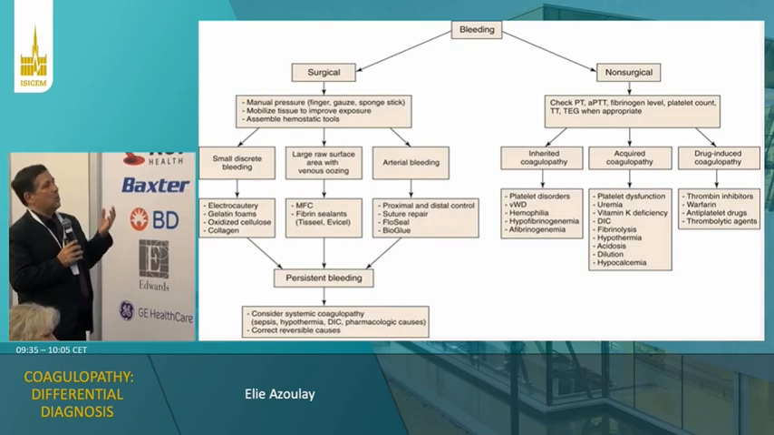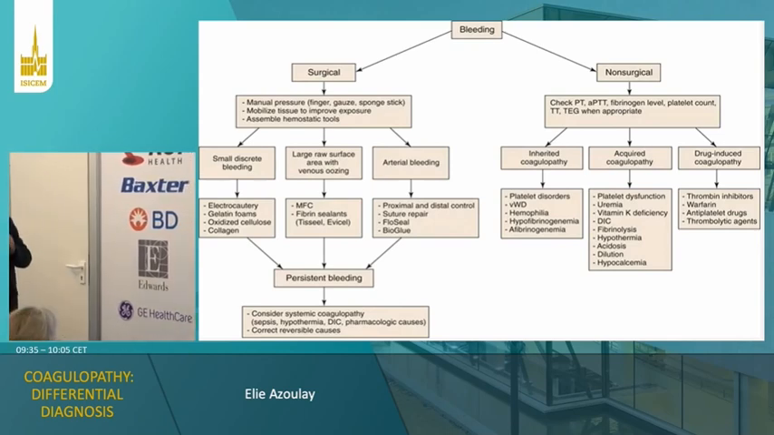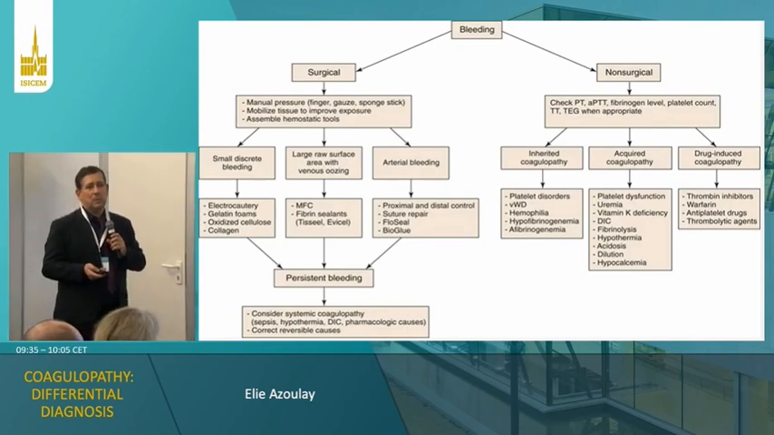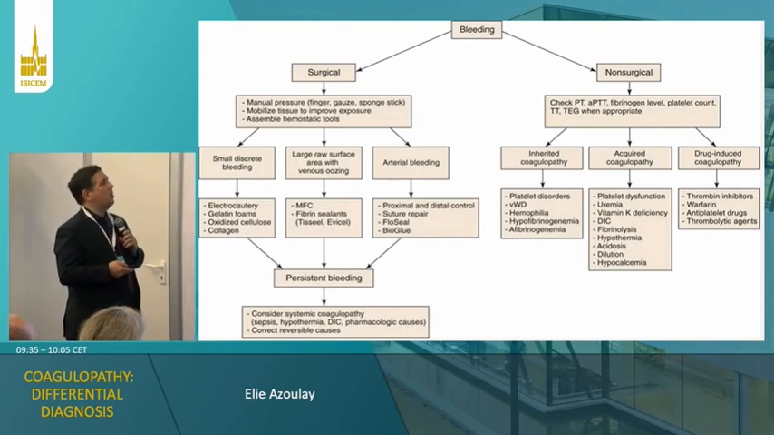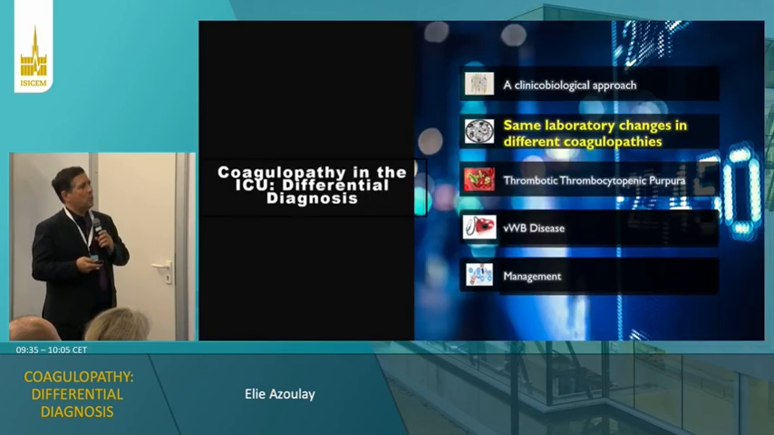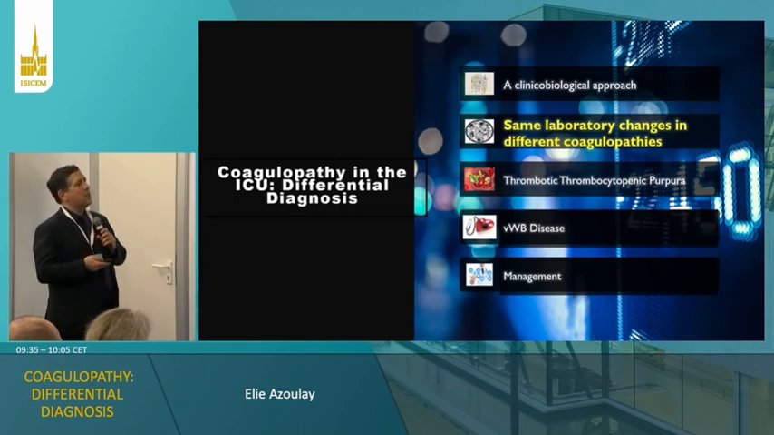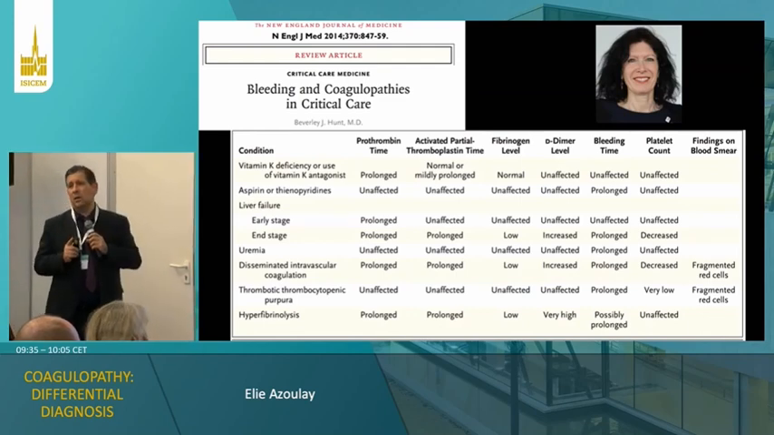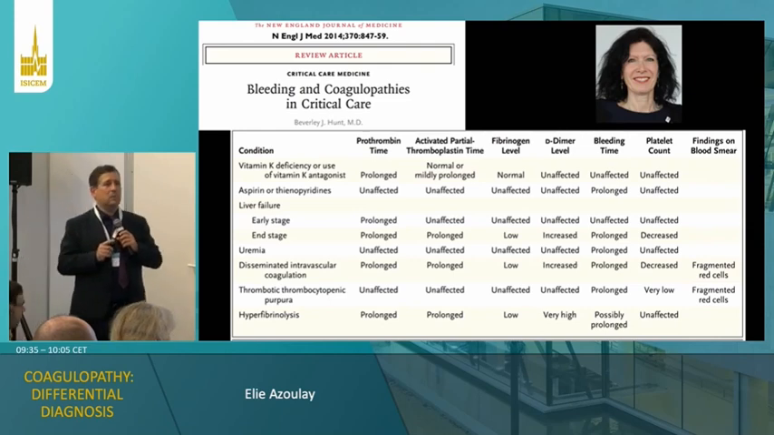And then, of course, we have drug-induced coagulopathy. Everyone knows about the less frequent disease that is heparin-induced thrombocytopenia, but we know very little about thrombin inhibitors and all of those. So the important thing is that the same laboratory changes lead to a different disease. This is one of the two papers that I advise you to read today. This is a paper written by Beverly Hunt.